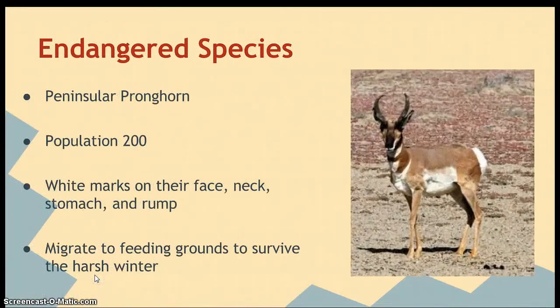Here is our endangered species, the peninsular pronghorn. The peninsular pronghorn, aka ghost of the desert, is called that because the coloration of their skin allows them to blend in with the surrounding terrain.